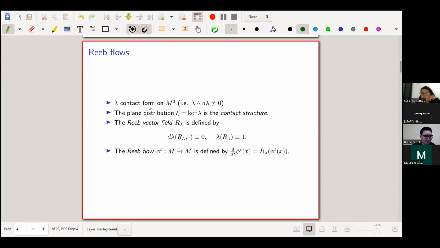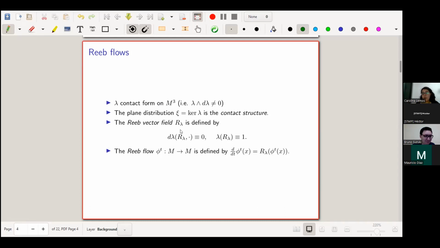If you have a contact form on a three-manifold, actually it works for any dimension, but I will just talk about dimension 3 here. So if you have a contact form, that is a one-form in your manifold such that lambda wedge d lambda is a volume form, then any contact form defines a contact structure. It's a plane distribution, okay, given by the kernel of your contact form.